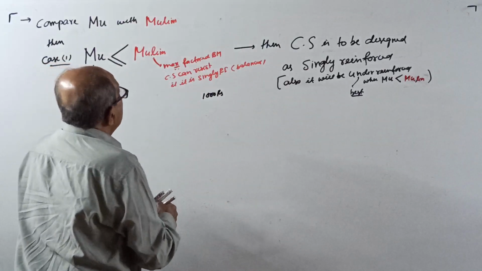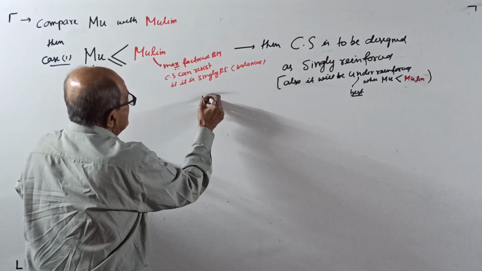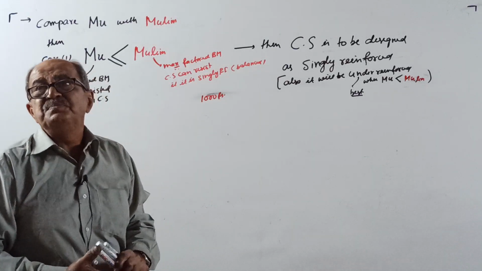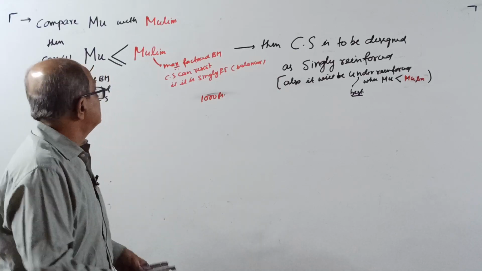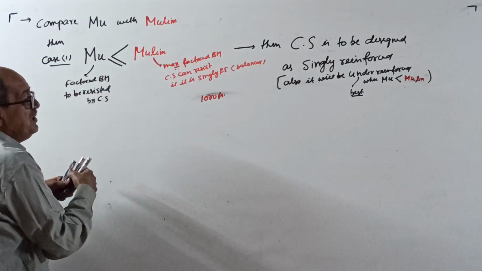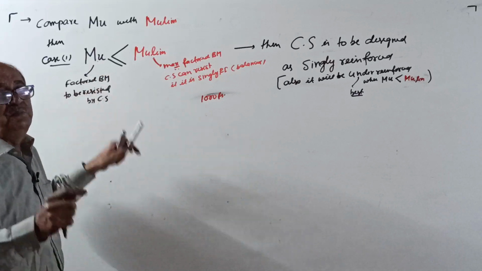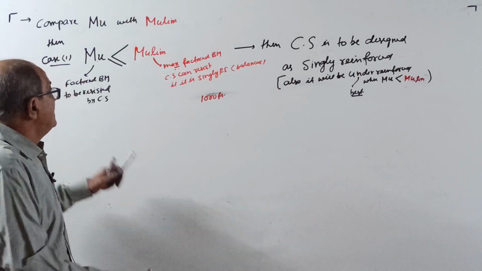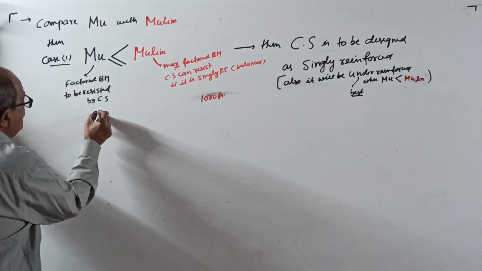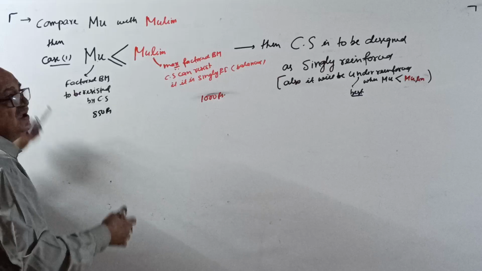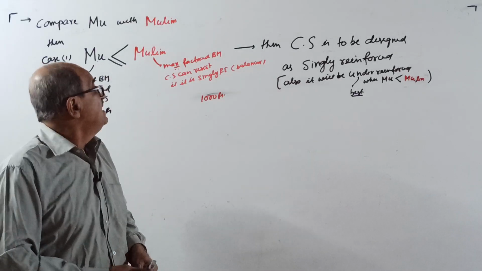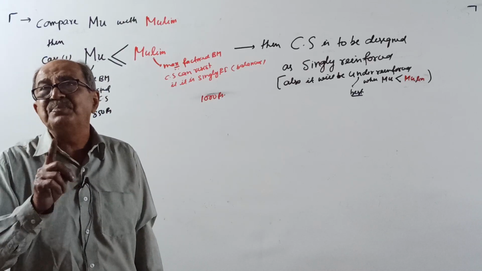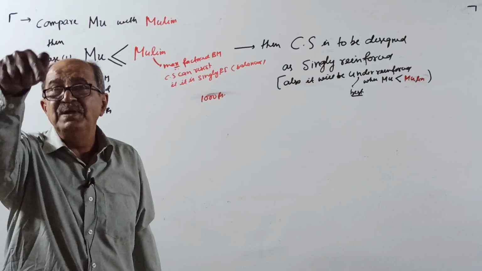This red color, okay, limit 1,000 rupees. This is the limiting bill that you can pay. Suppose the bill comes to 850 rupees. Yes, you can easily pay. Singly reinforced only is possible. You do not require any extra help. Extra help means doubly reinforced, ASc.